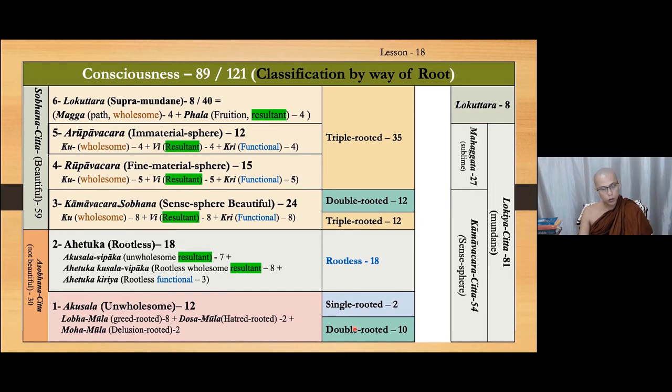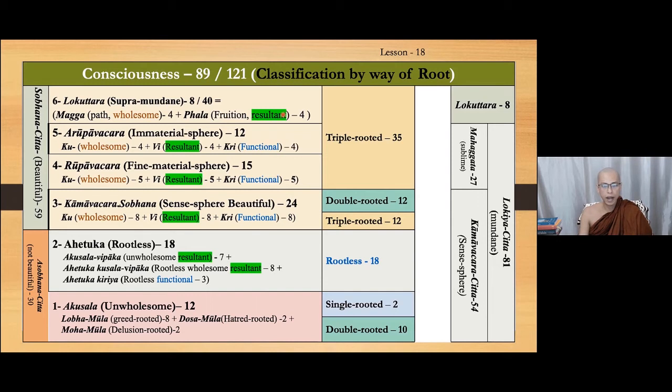So according to the classification of consciousness and roots, in the unwholesome consciousness, single rooted is 2. What is the single rooted? We will see that. Just remember the number: among the 12, 2 are single rooted and 10 are double rooted. And rootless consciousness has no roots. And for the beautiful, it is divided into 2: double rooted 12, triple rooted 12.